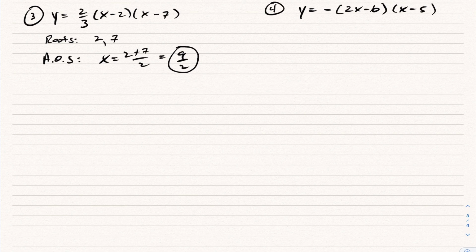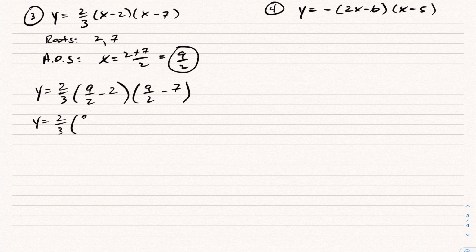So again, to find the y value for this, I have to sub it back into my original quadratic. So everywhere you see an x, we're going to change that to a 9 over 2. It looks like it's going to be a bit messy to clean this up, but not a big deal. So when you're taking care of this, you're going to rewrite this as a common denominator. So I'll put that 2 as 4 over 2, and likewise, I'll rewrite the 7 as 14 over 2.